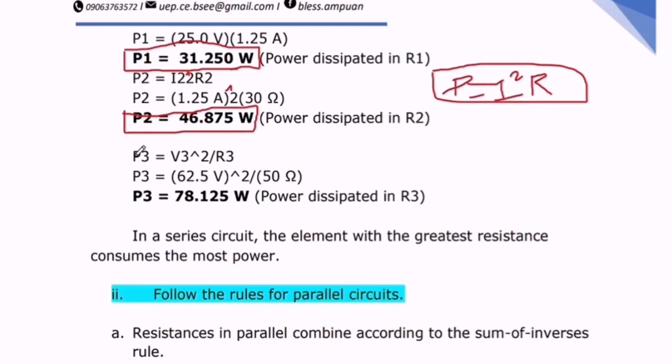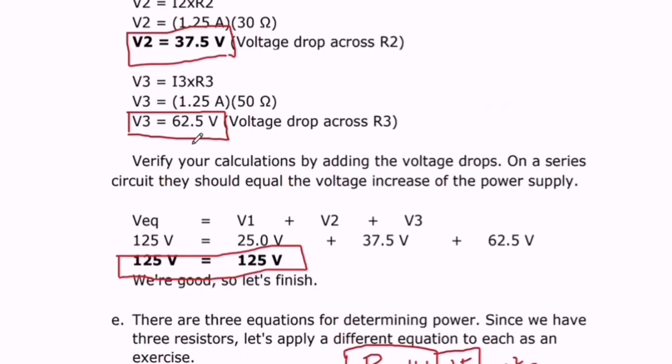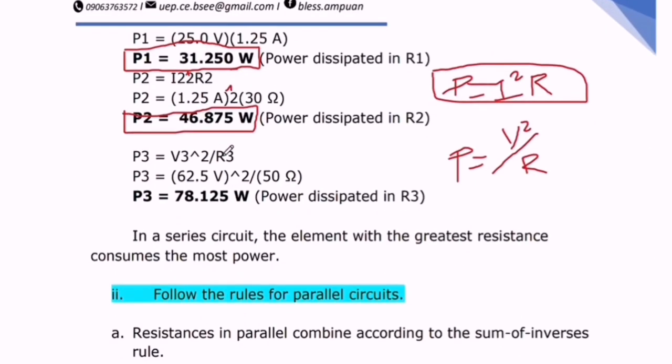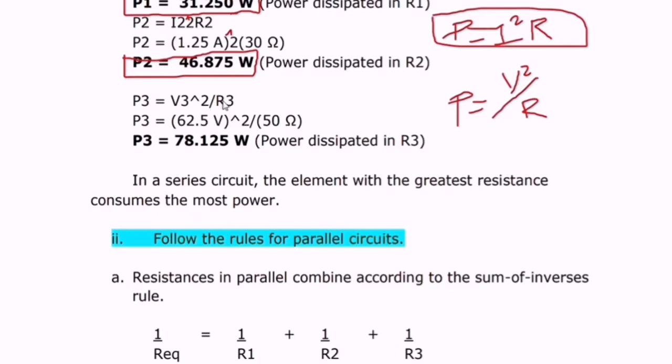Now, for our last power dissipated, for our R sub 3, we will use the formula power is equal to the square of voltage divided by the resistance. Here we know that the voltage for R sub 3 is 62.5, so we will use that. 62.5 raised to 2 divided by 50, so we get the power is equal to 78.125 watts. So this is the power dissipated in R sub 3.